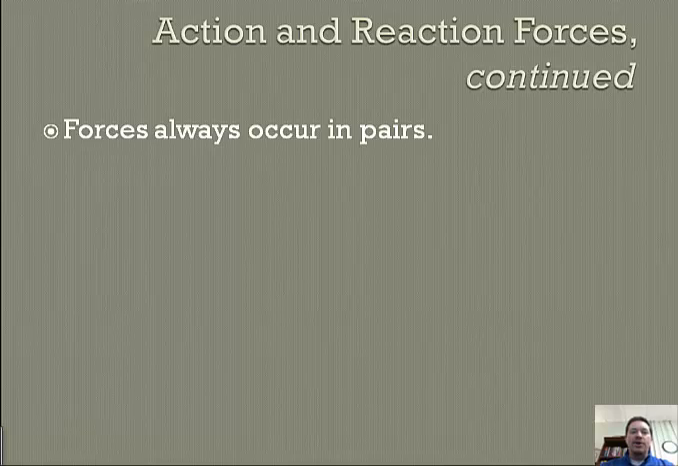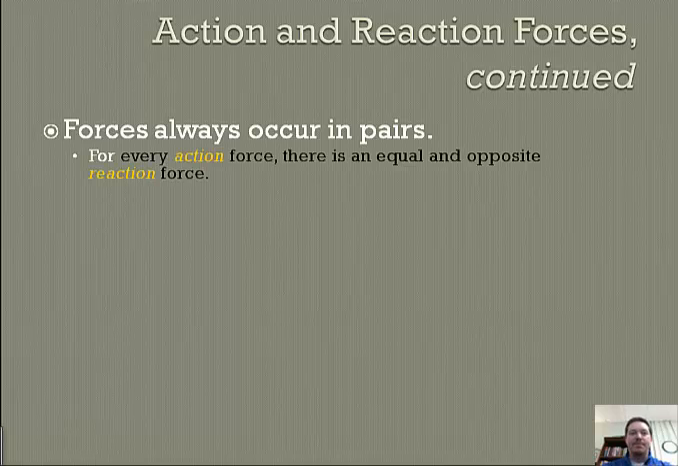So forces are always going to occur in pairs. Whenever you have one force, there's always going to be an opposite force that's interacting with the force that's applied. For every action force, there's an equal and opposite reaction force. We call the push on the object the action force. Whatever that object has, maybe it's the mass of that box pushing back, maybe it's the force of friction on the floor, that would be a reaction force that's taking place.